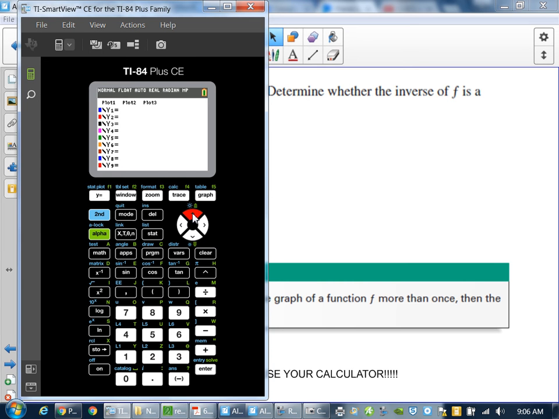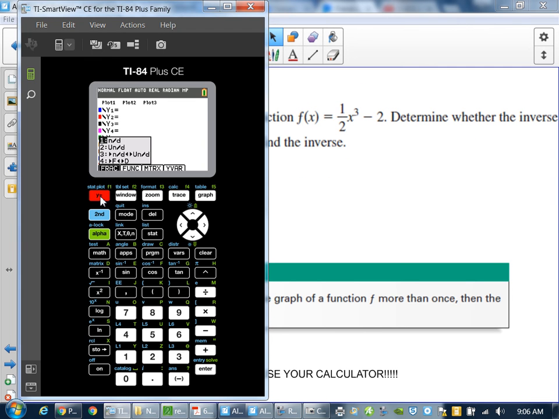And what was it? 1/3? No, 1/2. Sorry. So it's 1/2 x to the third minus 2. Oops. Change my window back to a 10 by 10.